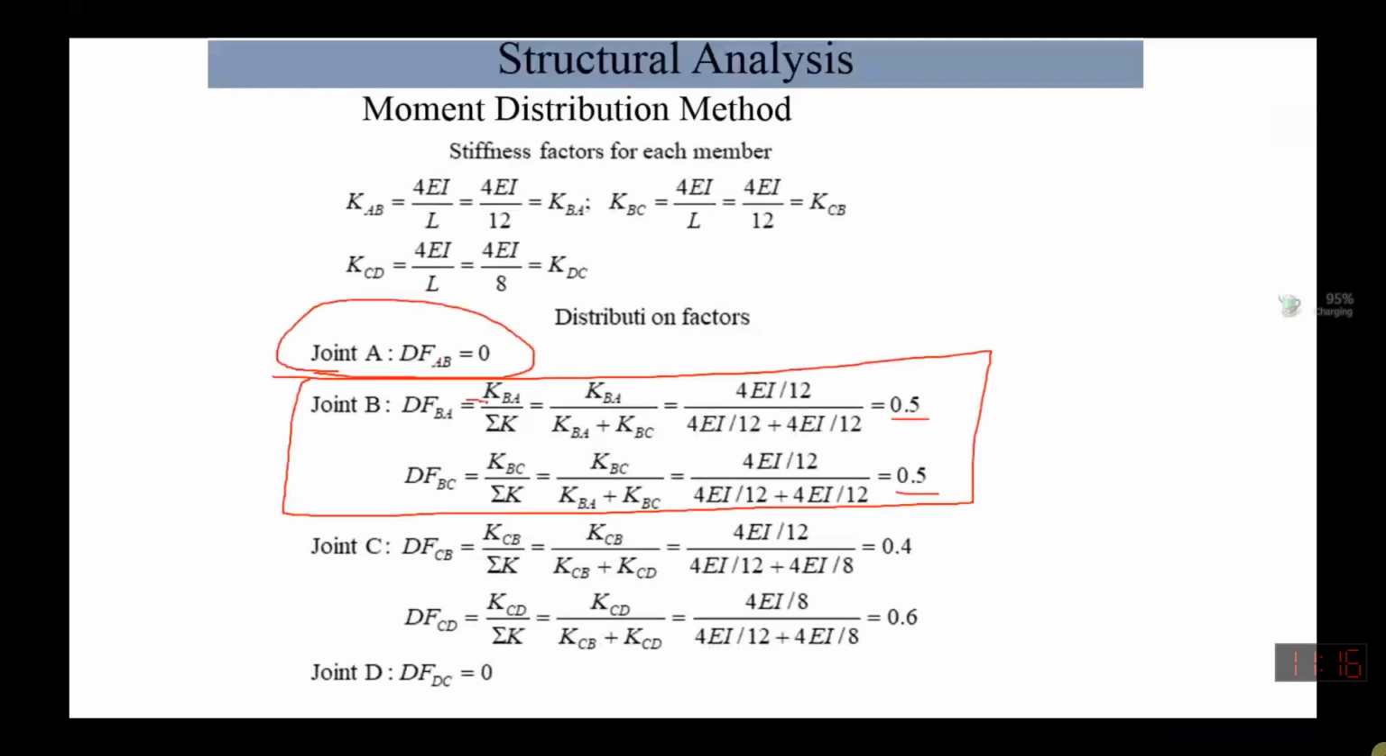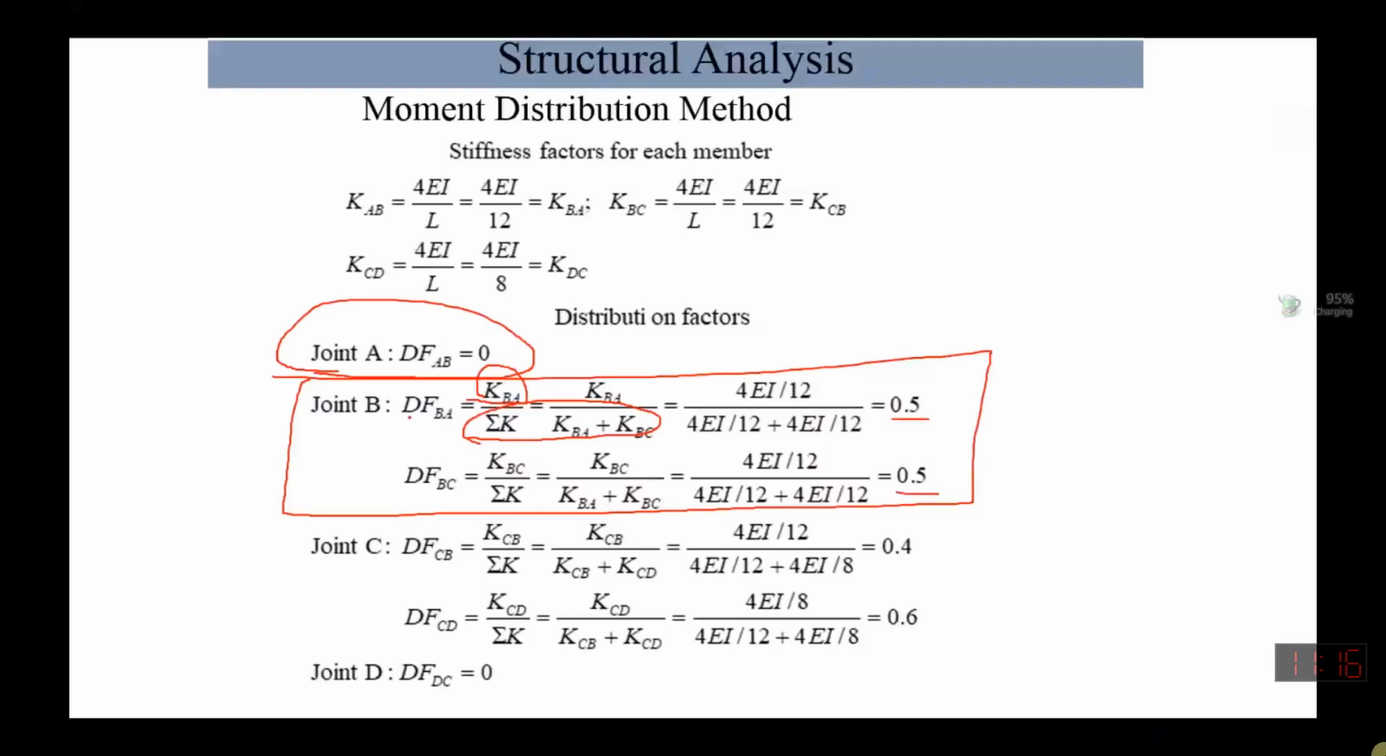If you remember, about 10 minutes back, what we calculated and discussed, now we are using it in the calculation of the question. We are calculating the distribution factor for each joint.